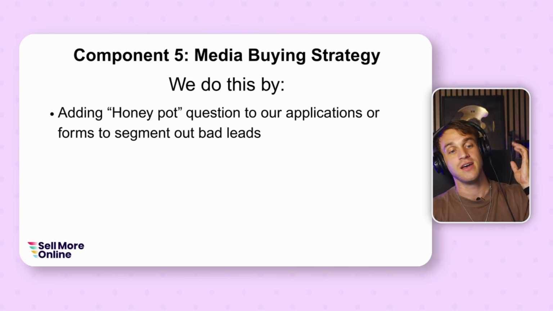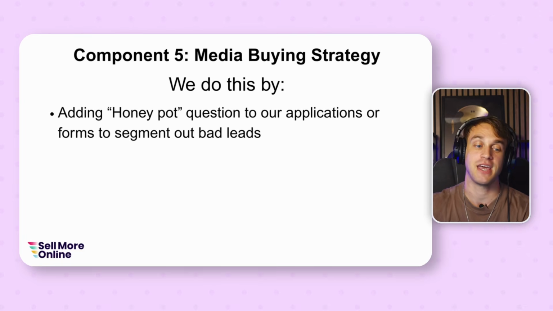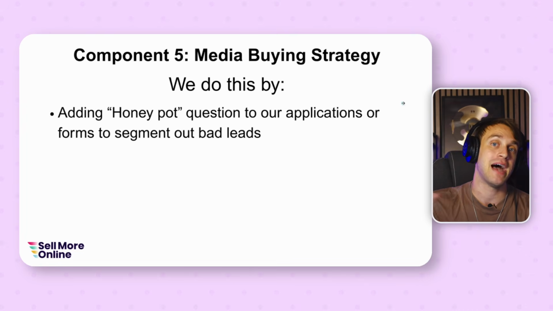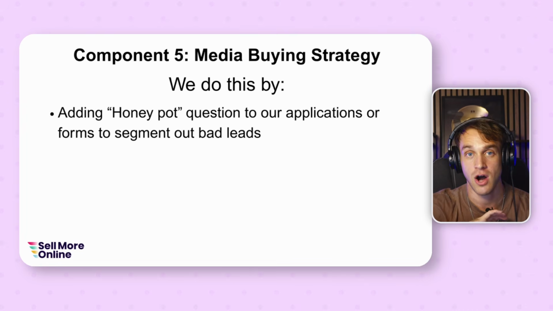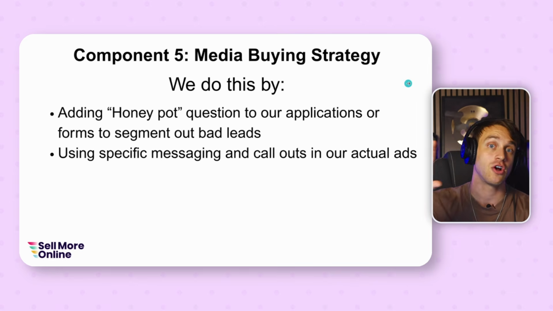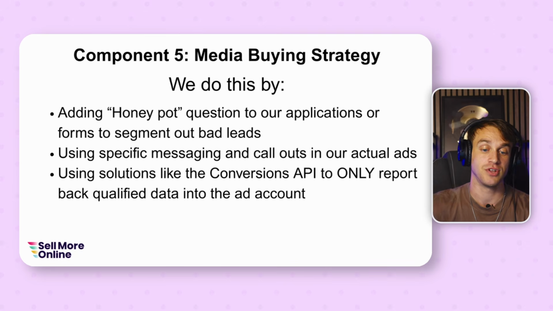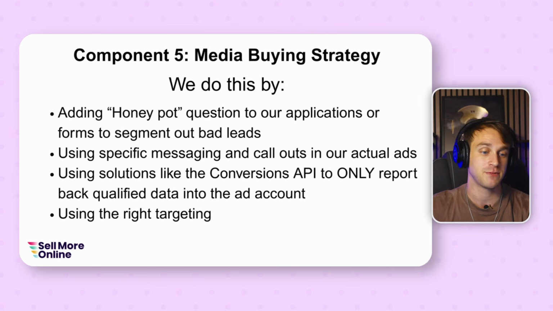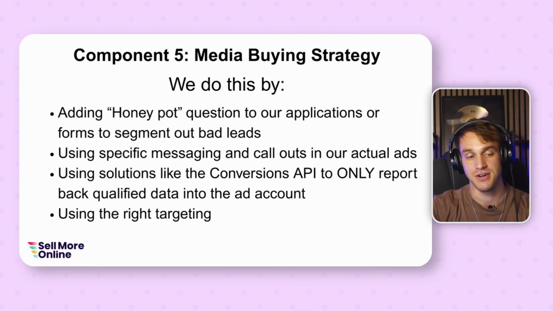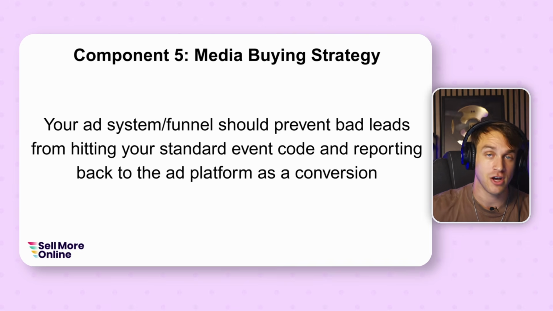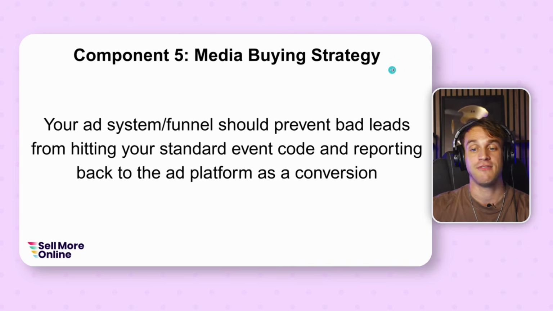So we do this by adding honeypot questions to our applications or lead forms to segment out bad leads, and we don't want bad leads and poor people to ever hit our pixel. We also want to use specific messaging and callouts in our actual ads that target the people we want to target. We want to use solutions like the conversion API to only report back qualified, clean data from our CRM into the ad account. We want to use the right targeting best practices, which nowadays is pretty much just the creative. So your funnel and ad system should prevent bad leads from ever hitting your standard event code and pixel and reporting back to the ad platform as a conversion.